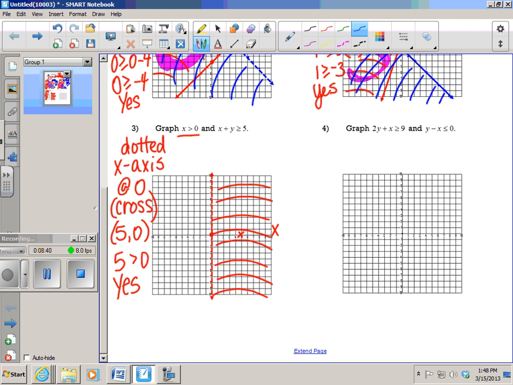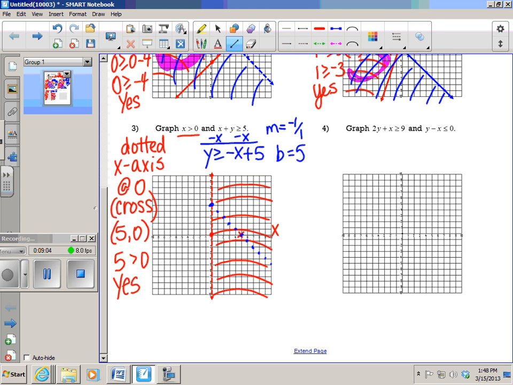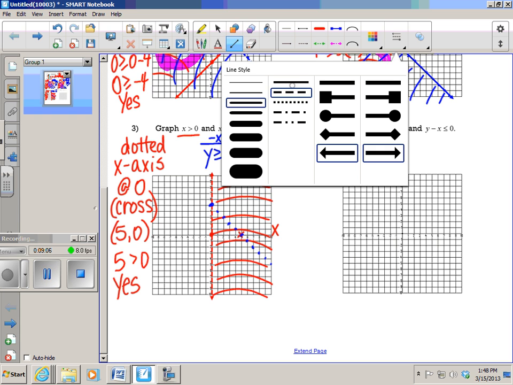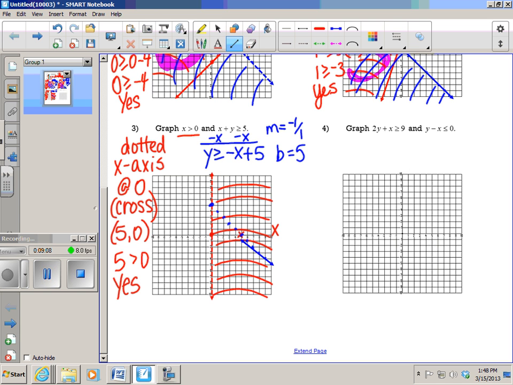Switching to the blue, subtracting x from both sides to get y is greater than or equal to negative x plus 5. I have a slope of negative 1 over 1 and a y-intercept of 5. I'm going to plot that. And am I drawing a solid or a dotted line? I'm drawing a solid line. Like that. Now I need to do a test point.